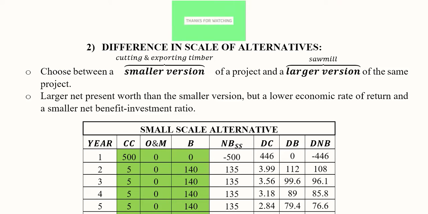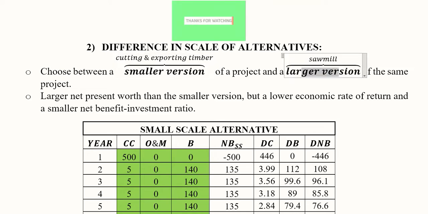Hi there. In this video, we'll learn about comparing two projects that are mutually exclusive and whose scales are different. One of them is a large scale alternative and the other is a small scale alternative. Let us consider this example in which there is a forest in which we can set up a simple setup that deals with cutting and exporting the timber. So this is a smaller version of this project of exporting the timber. The other option is at a larger scale.